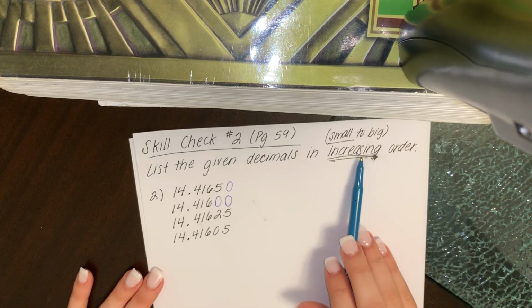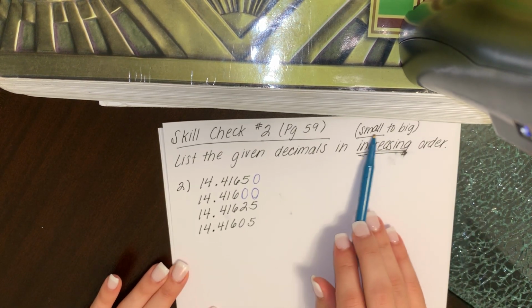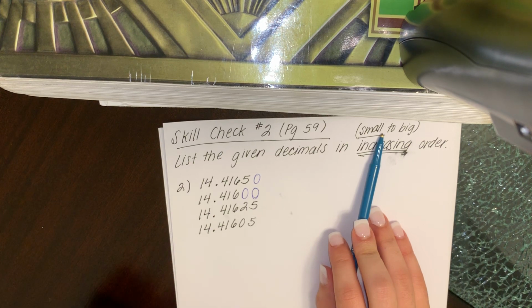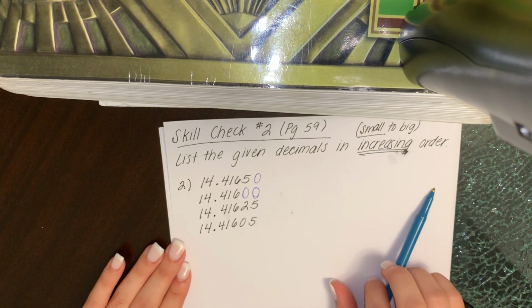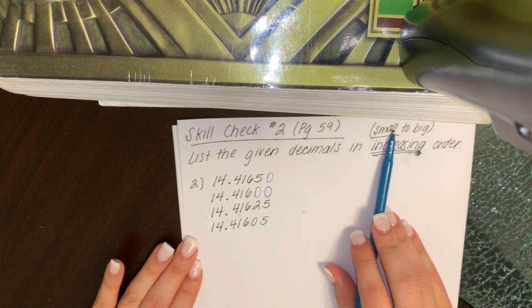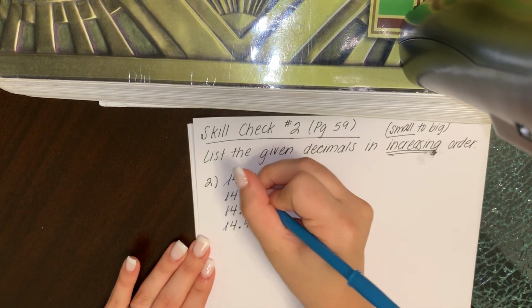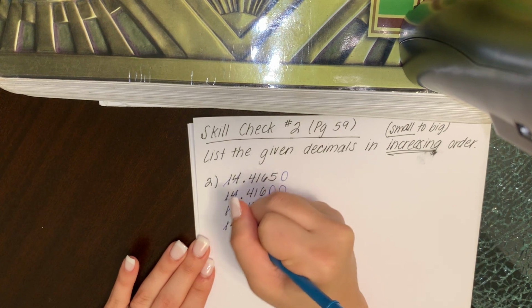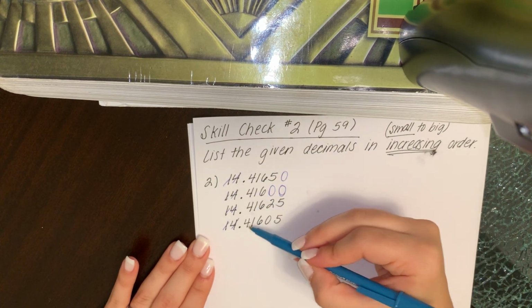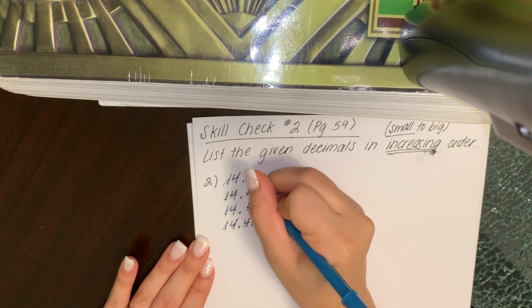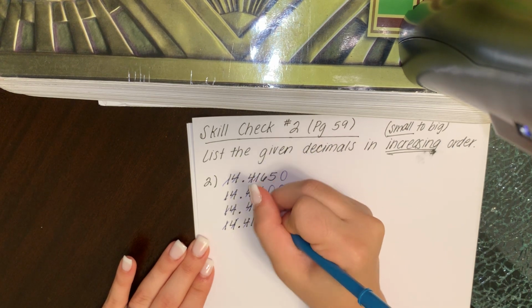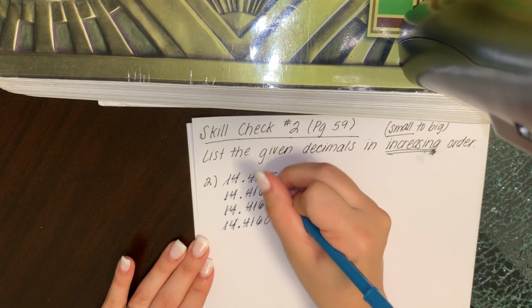And again, we're going in increasing order, so the goal is to find the smallest number first. Then at the end, have the biggest number. So let's find the smallest number first. 1, 1, 1, 1. All of those are the same. 4, 4, 4, 4. All those are the same. So far, they're all looking the same. All these 1s are the same. All these 6s are the same.